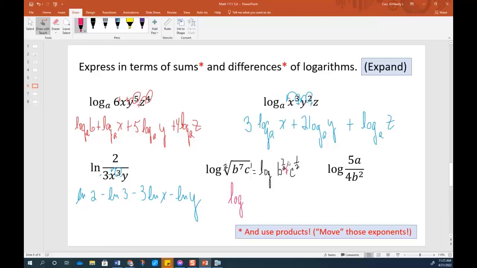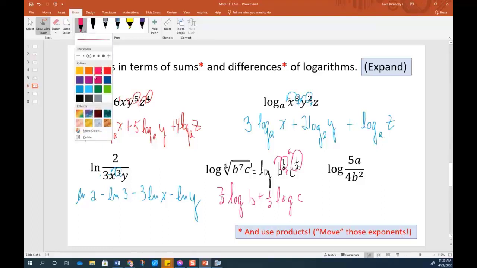The power will move to the front of the log for each one of those. I'm going to have a 7 over 2 log b. Now, it didn't show a base. That means it's an understood base of 10, but I don't need to write it either. And then I have plus 1/2 log c.